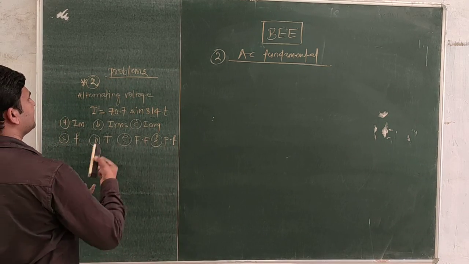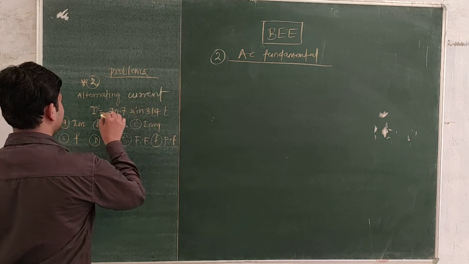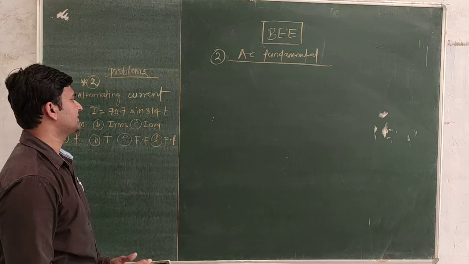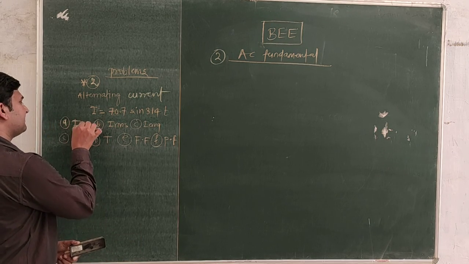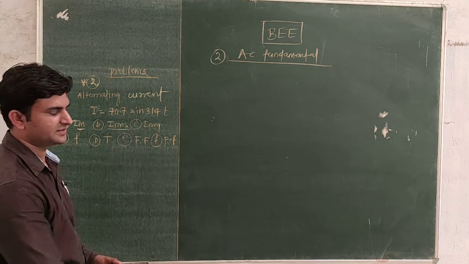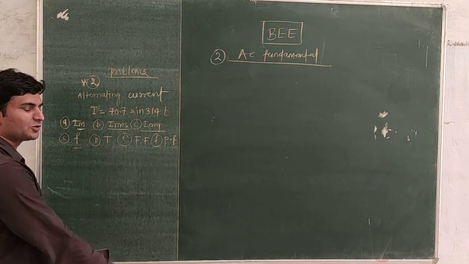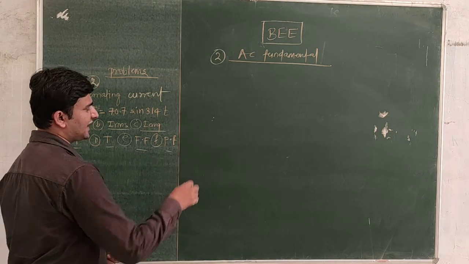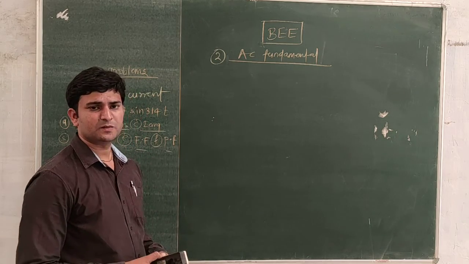An alternating current is given by the expression i(t) = 70.7 sin 314t. What do we have to determine? First, the maximum value of current, then the RMS value of current, then the average value of current, then the frequency, the time period, the form factor and the peak factor. In the earlier lecture, we discussed how to solve such problems.